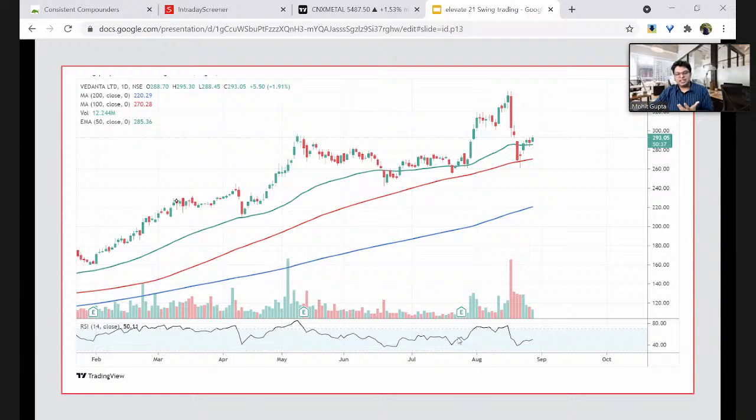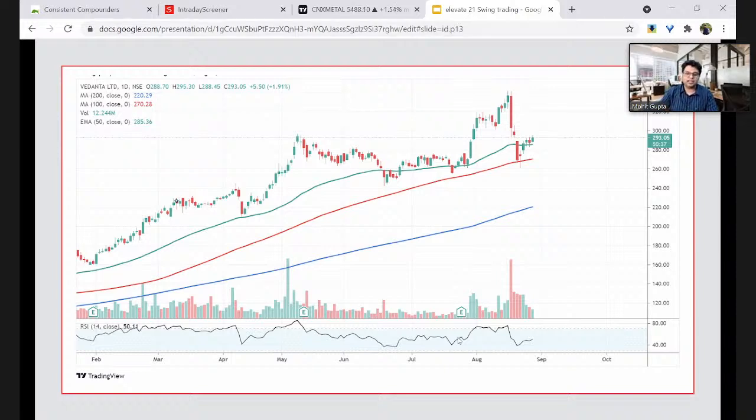Now, for example, in this chart of Vedanta, I have plotted moving averages: the 50 exponential moving average, the 100-day simple moving average, and the 200-day simple moving average. In my trading experience, I have figured out that when a stock is trending, the moving averages from where it is highly likely to pull back are the 50 EMA and 20 EMA. These are the two moving averages on daily charts where a stock can take a pullback very easily. But again, you have to see the chart and observe from which moving average the stock is actually taking pullback.